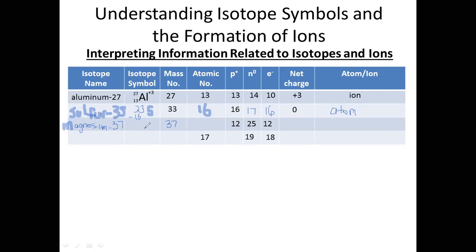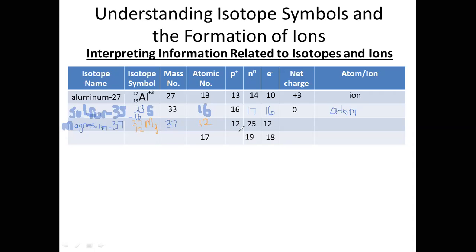We're going to give it the isotope symbols. Let's change the color so it doesn't run into our other. So Mg is the symbol for the element, right? 37 would be the mass number. On the bottom goes the atomic number, 12. All magnesium has atomic number 12. Remember, atomic number means the number of protons, so we can fill that in.